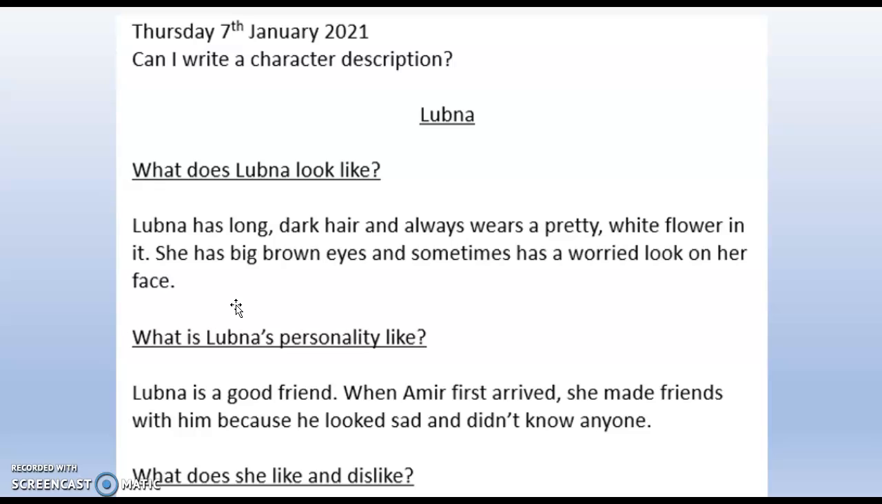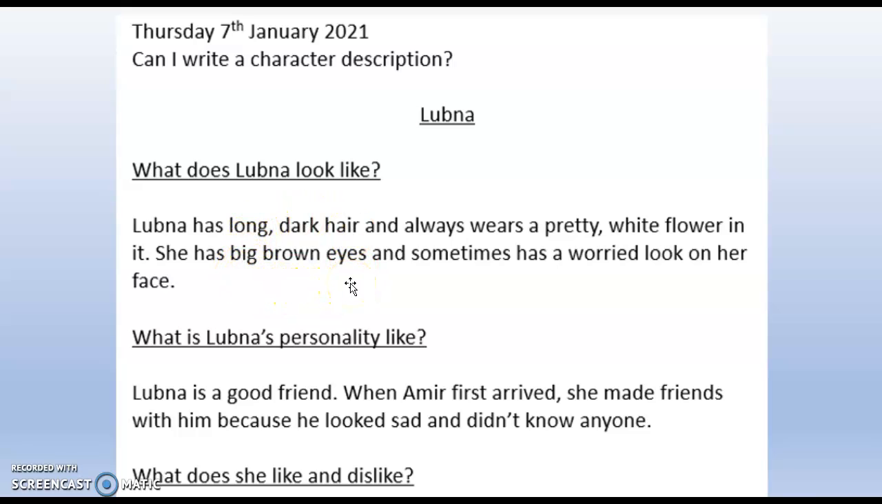Okay, so I have definitely used some expanded noun phrases here. You can see I've got long, dark hair. Okay, the noun is hair and I've described it. It's long and dark. I've also described it by saying that she has a pretty white flower. Again, flower is the noun and we've used adjectives to describe the noun. So we've made an expanded noun phrase, a pretty white flower. I've also said she has big brown eyes. That's another expanded noun phrase.